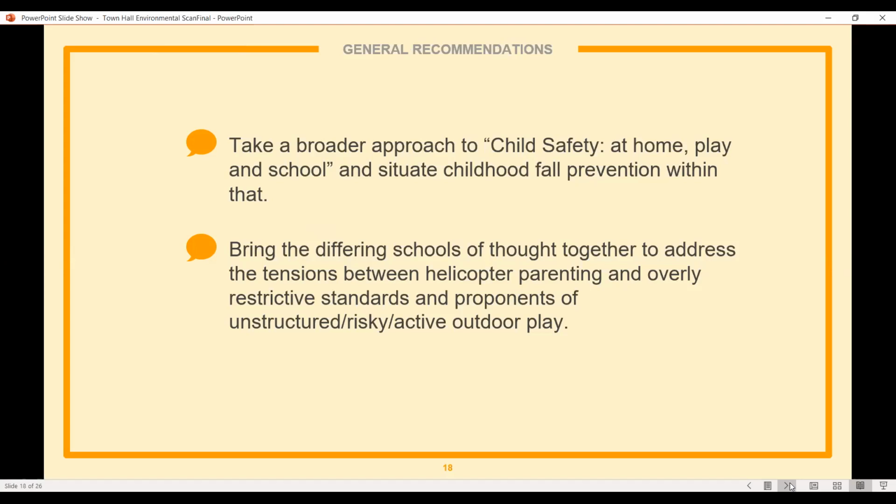And also, it would be important to bring the differing schools of thought together, particularly when it comes to the whole issue of balancing risk and fall prevention that we discussed earlier. And it was mentioned that some standards, particularly around playgrounds, may be overly restrictive. What does that mean? That should be something that we should be talking about collectively.